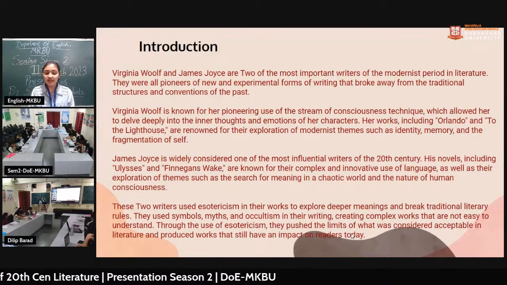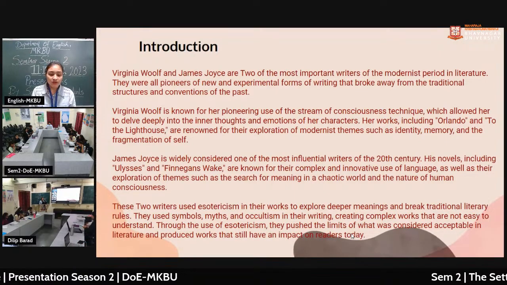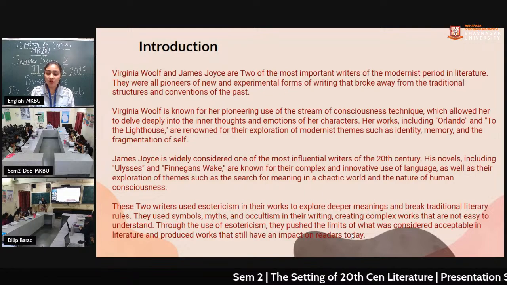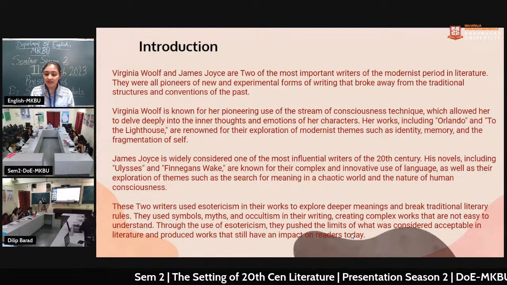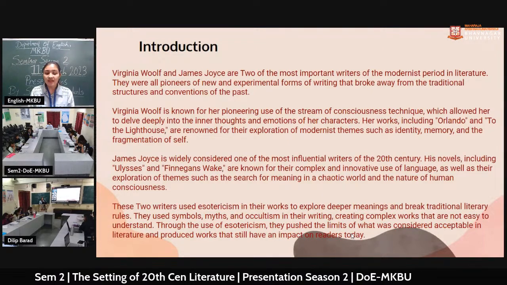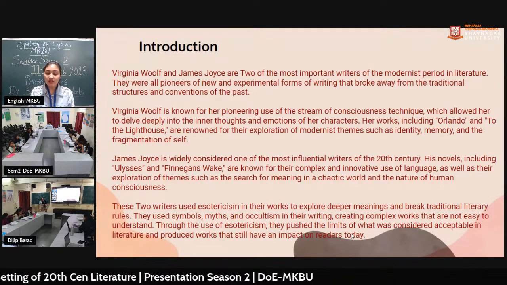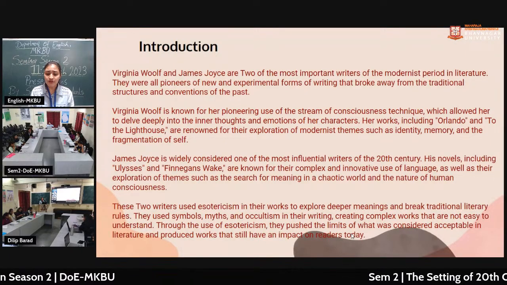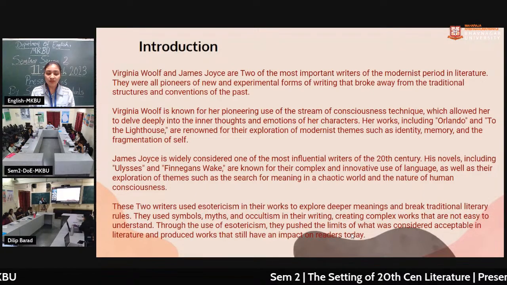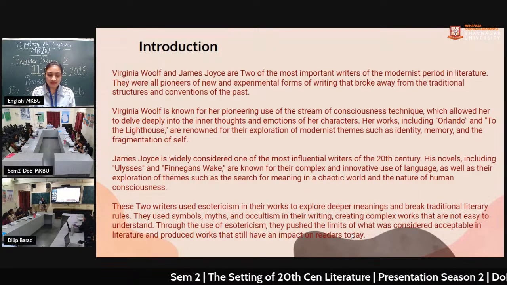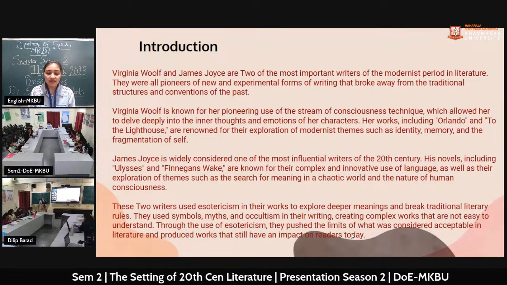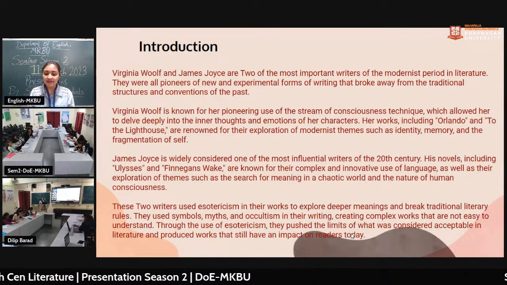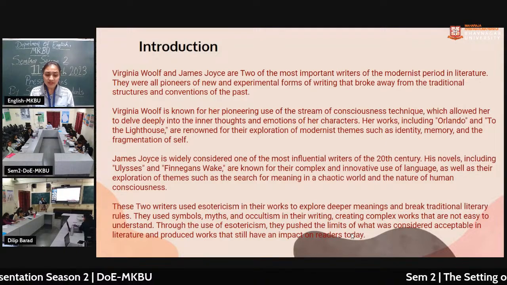His novels, including Ulysses and Finnegans Wake, are known for their complex and innovative use of language, as well as their exploration of themes such as the search for meaning in a chaotic world and the nature of human consciousness. These two writers used esotericism in their works to explore deeper meaning and break traditional literary rules.